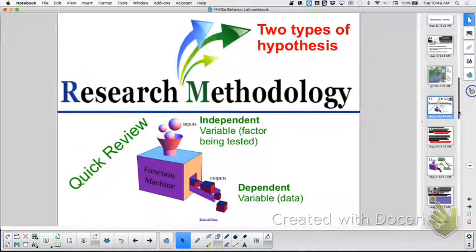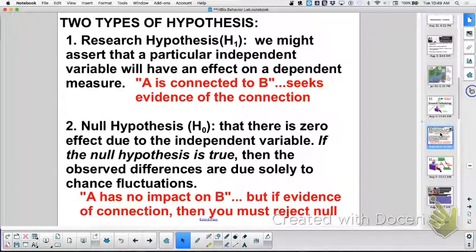Now, when you talk about the two different types of hypotheses, there's a research hypothesis and a null hypothesis. They are two sides of the same coin. Two sides of the same coin. Now, just for a minute, don't write, just listen. And then I'll give you time in practice, don't worry.